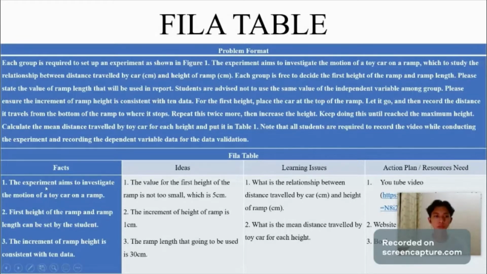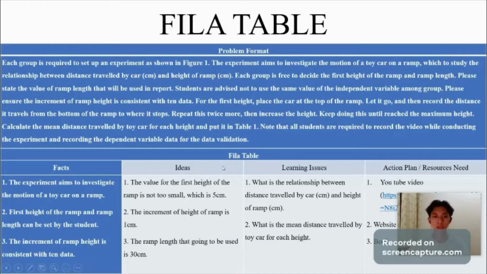So the facts we get from the problem format are, first, the experiment aims to investigate the motion of a toy car on a ramp. Second, the first height of the ramp and ramp length can be set by the student. Third, the increment of ramp height is consistent with 10 data.